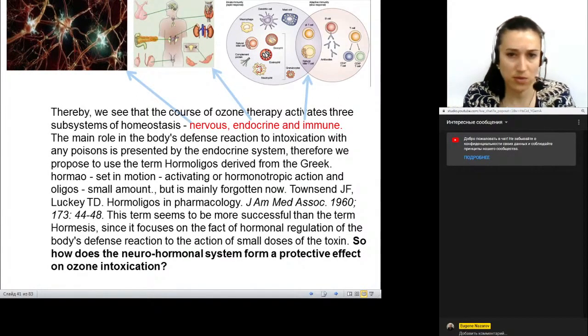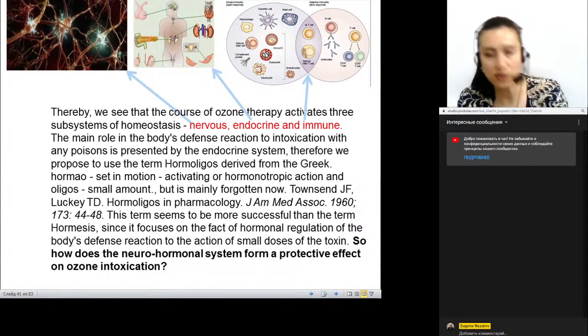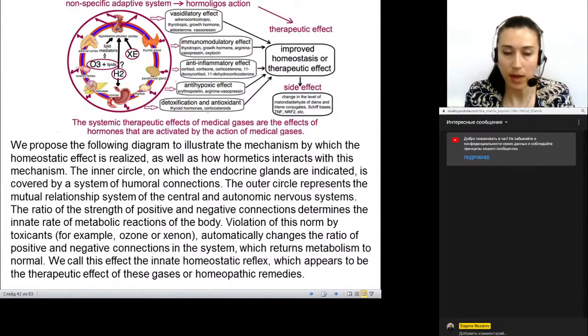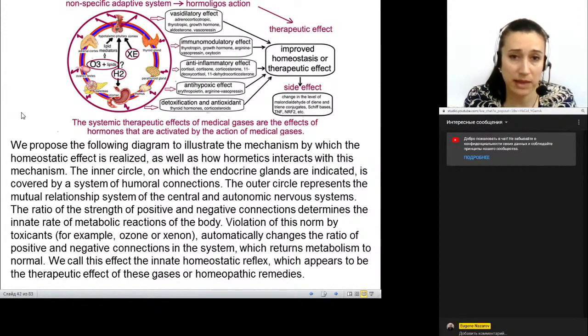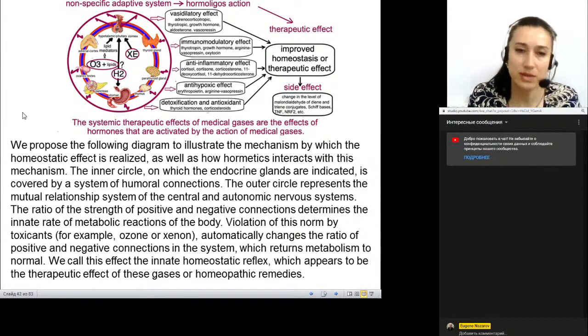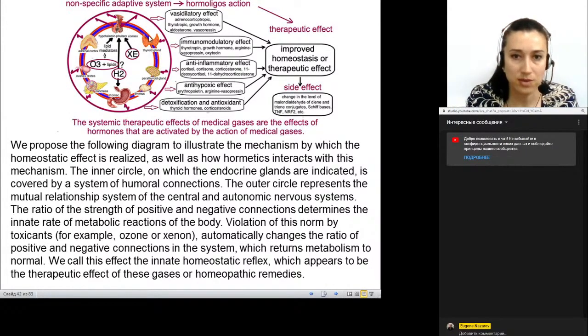So, how does the neurohormonal system form a protective effect of ozone intoxication? Here we propose the following diagram to illustrate the mechanism by which the homeostatic effect is realized, as well as how hormetics interact with this mechanism. The inner circle, on which the endocrine glands are indicated, is covered by a system of humoral connections. The outer circles represent the mutual relationship system of the central and autonomic nervous system. The ratio of the strength of positive and negative connections determines the innate rate of metabolic reaction of the body.